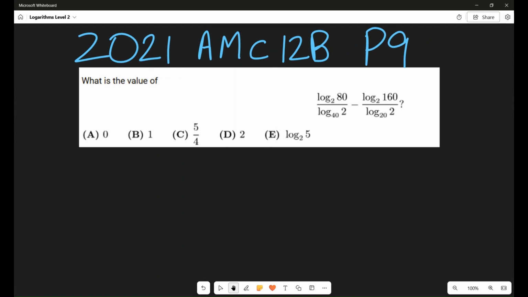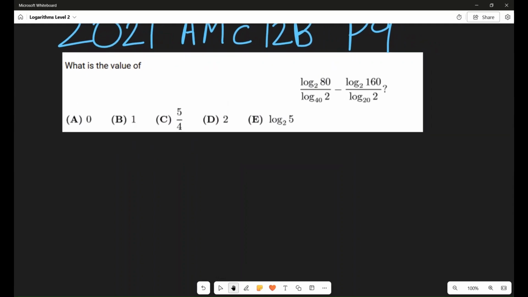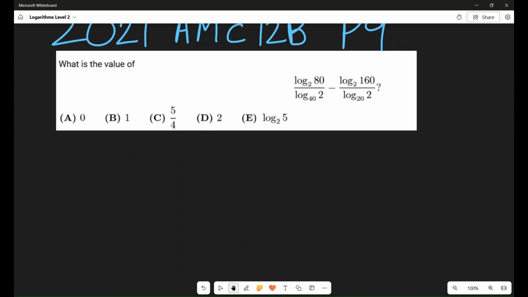We can keep that in mind, and then we can move on to the next question. This is the 2021 AMC 12B problem 9, and it says, what is the value of this expression? Once again, we see that we have a logarithm in the denominator of both of these fractions, but it's not the same base as the logarithms in the numerator. As we saw in the last problem, we can just get rid of the logarithm in the denominator.